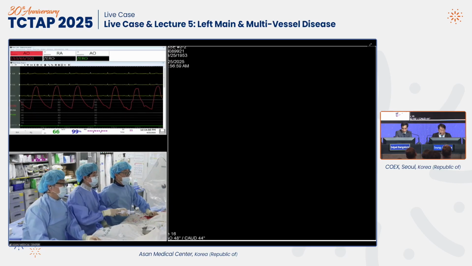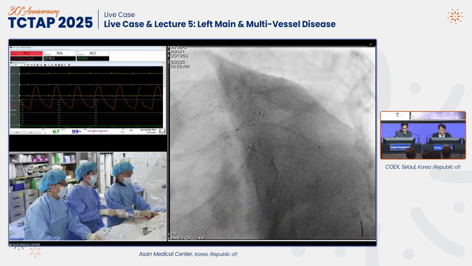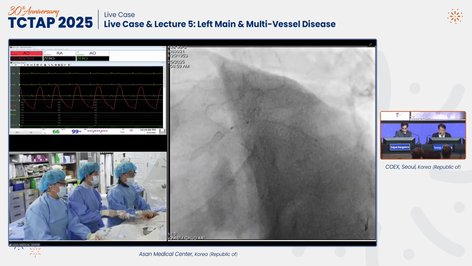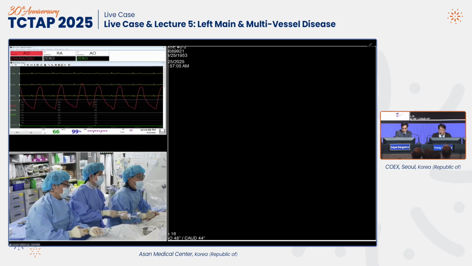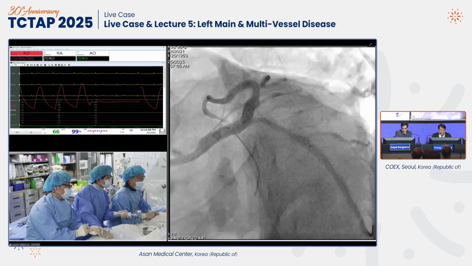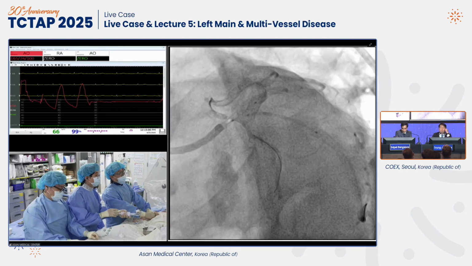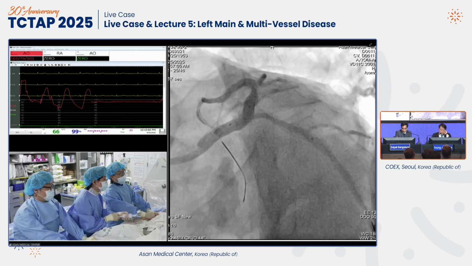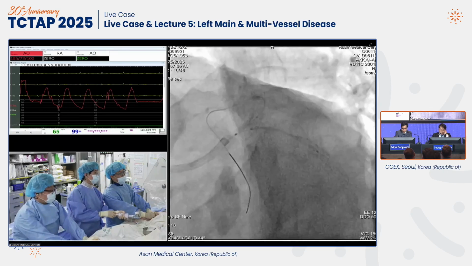Okay, good. Okay, we're going to check the angle here. Okay, full shot. Okay. So I think it fully covers the circumflex ostium as well as the prior stent.